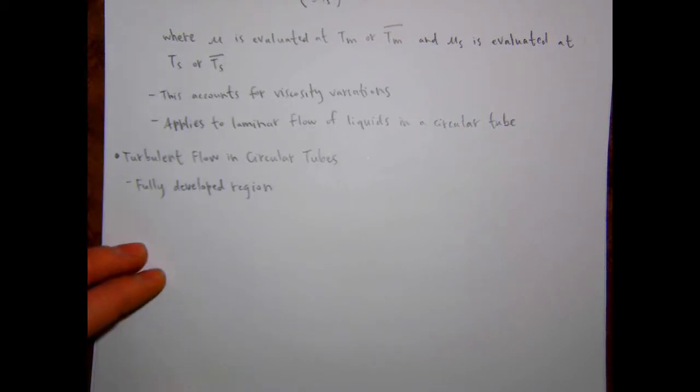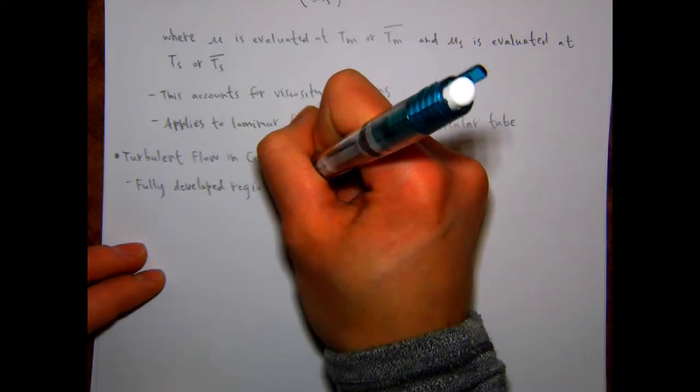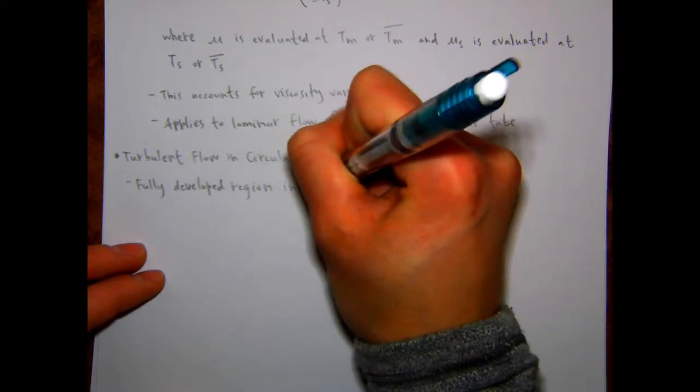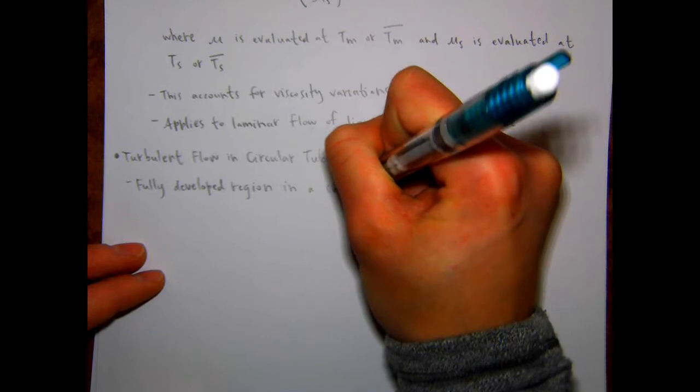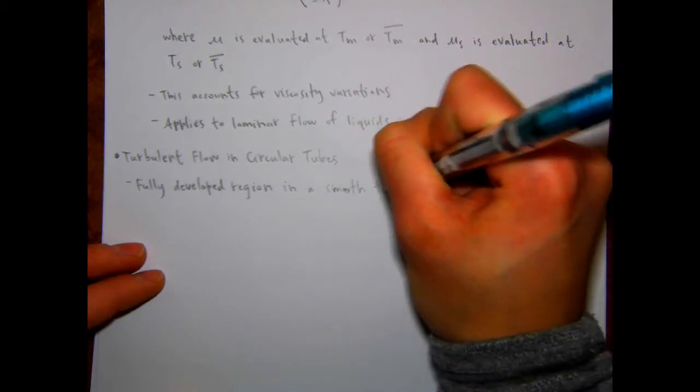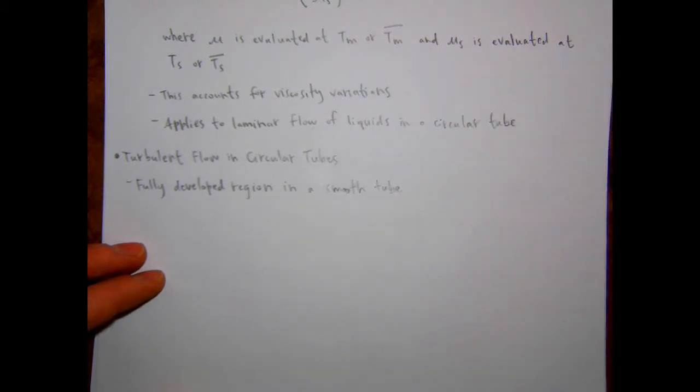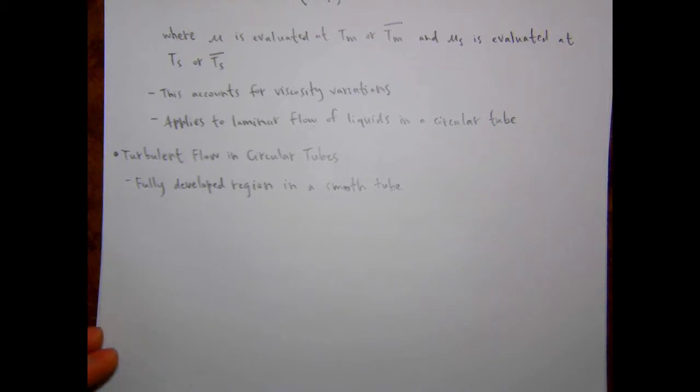So for the fully developed region, these expressions are only going to be for smooth tubes. Surface roughness can change the expressions for the Nusselt number. There are some expressions that incorporate a surface roughness factor, and you can look it up on the Moody diagram, but we're only going to talk about the expression for smooth tubes.